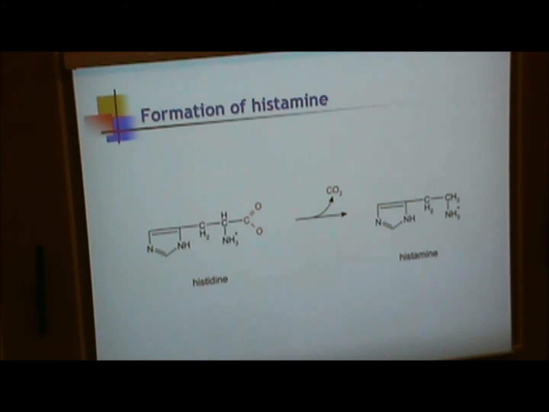Histamine is a substance which dilates small arterial vessels. It decreases the arterial blood pressure. It increases hydrochloric acid production in gastric mucosa. It increases the permeability of endothelium.